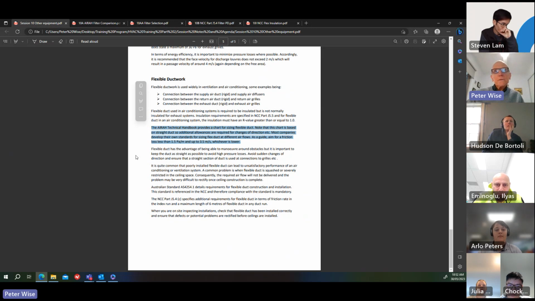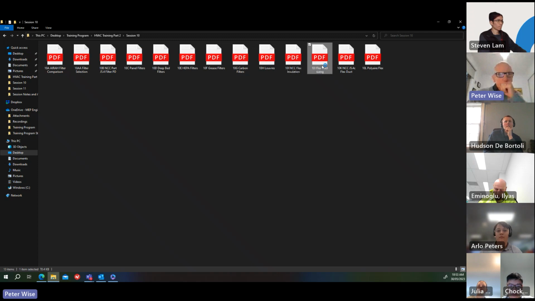The Aerotechnical Handbook again provides a chart for sizing flexible duct. Some people wonder where they can go to find this out. Well, there is a chart there. The chart is based on straight duct, so additional allowances are required for changes of direction. Most companies develop their own standards for sizing flexible duct at different airflows. But as a guide, I would aim for a friction rate of less than 1.5 pascals per metre, or up to 3.5 metres a second, whichever is lower. I'll show you that chart from the technical handbook. So if you're stuck for sizing flexible duct, you can look this one up.